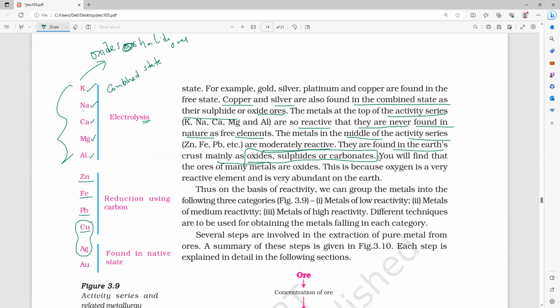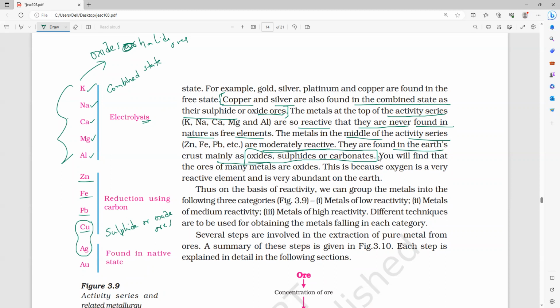So copper and silver, in what state will they be present? They will be present in either sulfide ores or oxide ores. What is the source of copper? Look into your tabular column and tell me. Copper sulfide or copper oxide? Copper sulfide we call copper glance. Check your notebooks, tabular column. So copper and silver are present in sulfide or oxide ores.